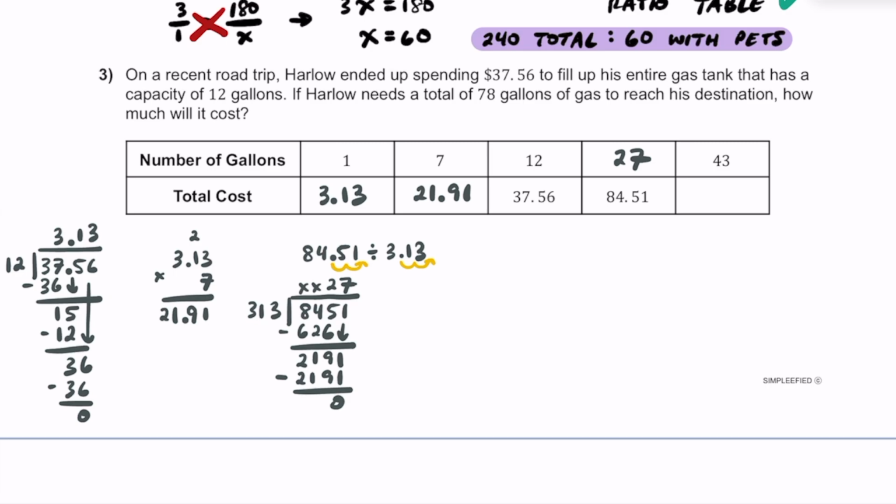All right, for this last box here, we need to figure out the cost of 43 gallons. None of these numbers go into 43 really nicely. However, 1 goes into every number pretty nicely, right? So we could just multiply by 43.